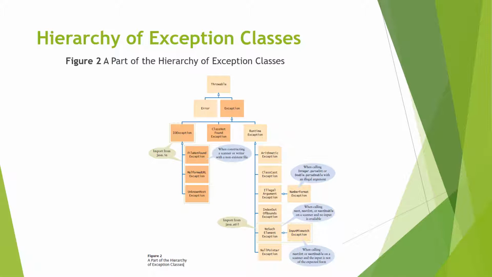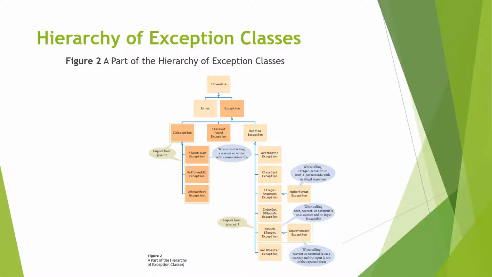Exception is a superclass that has three subclasses: IO exception, class not found exception, and runtime exception. We have multiple IO exceptions, for example, file not found exception, malformed URL exception, or unknown host exception. These are a few examples. If you don't see this diagram clearly in the video, you can check out the slides that I uploaded on Canvas.